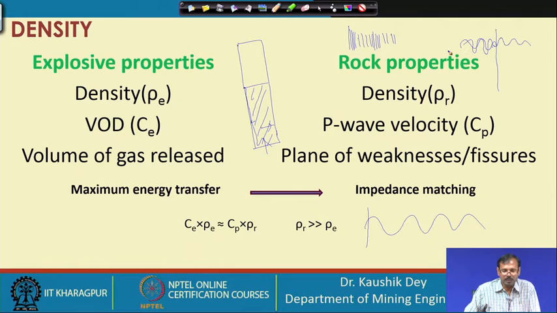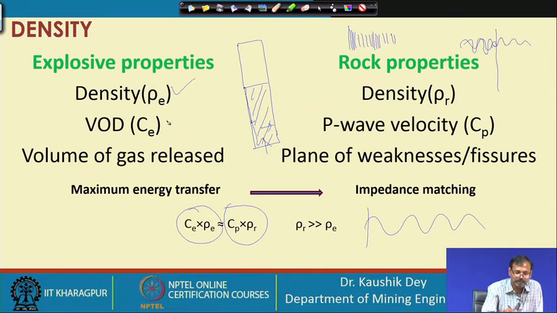Now, how much of the shock energy, in terms of the wave, will transfer to the rock will depend on the impedance of the explosive and the impedance of the rock. What is impedance? Impedance is basically the value obtained by multiplying the density and the wave velocity of that medium.